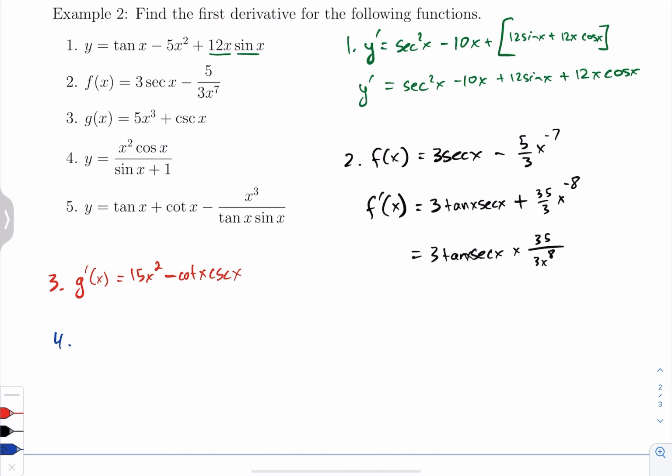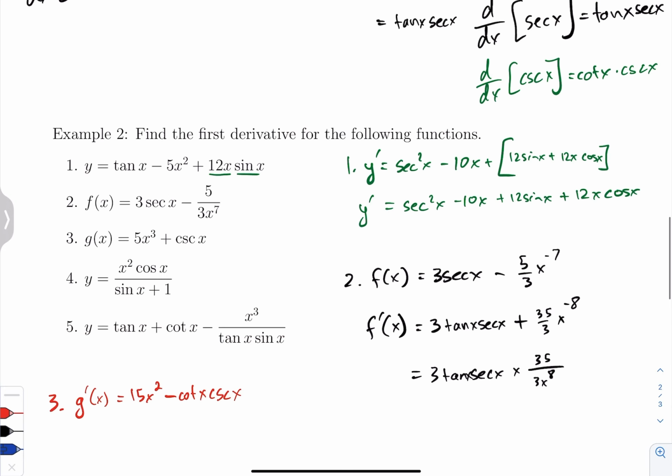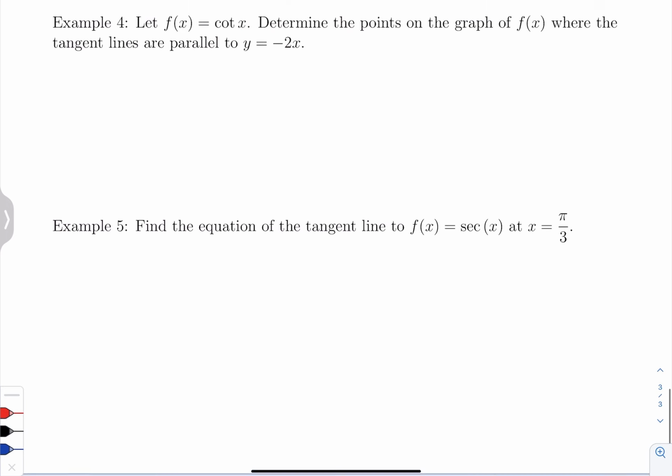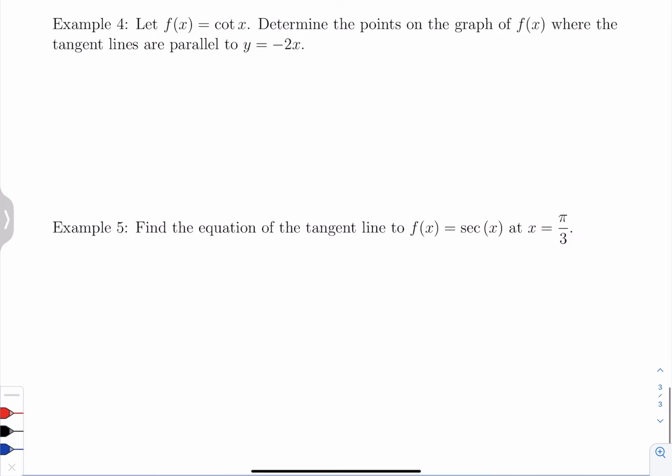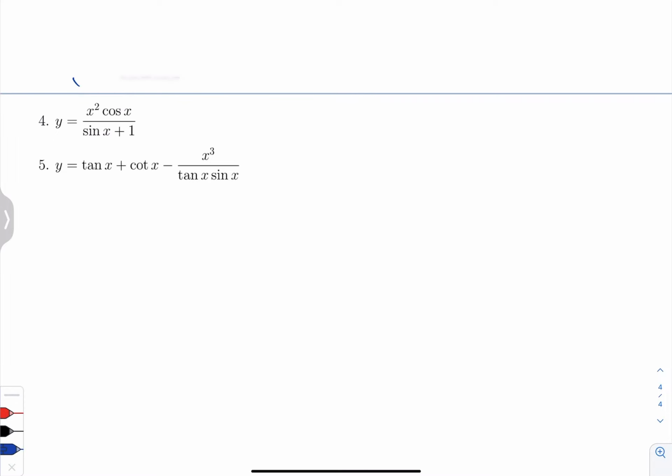The fourth one here, this one's a little bit more complicated. Actually, I'm going to get a little more space down here. Let's see. Let's grab these and put them down here. Okay.